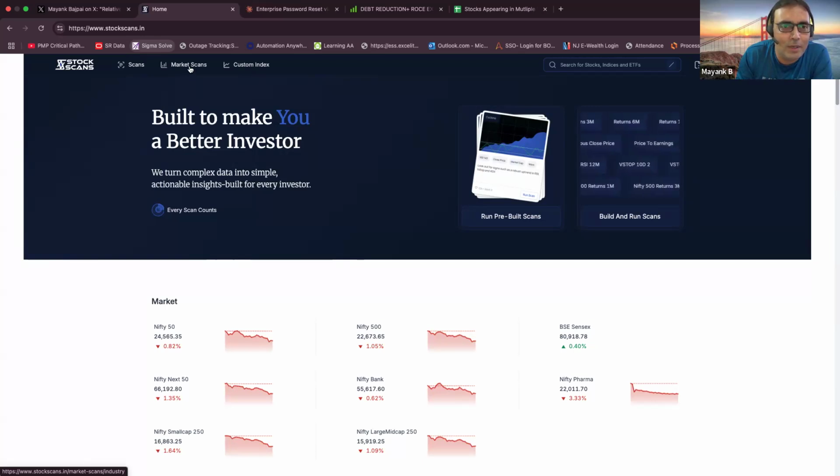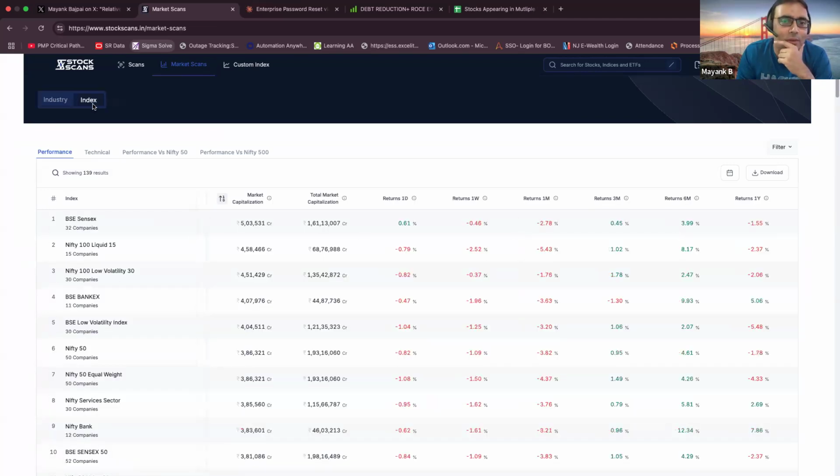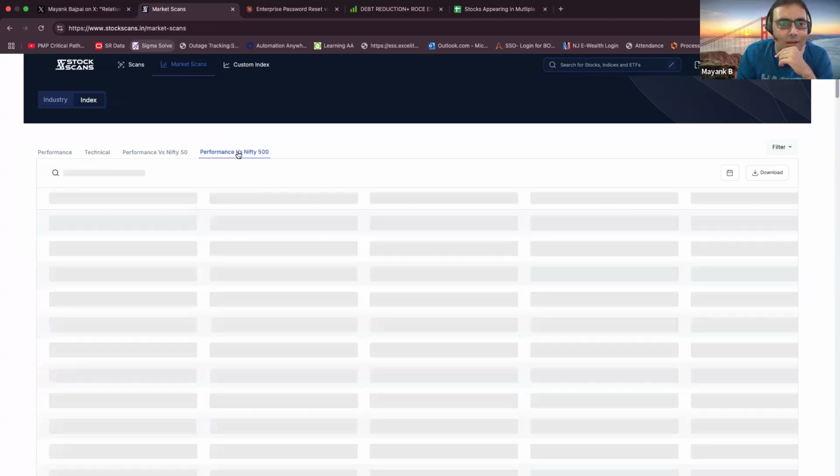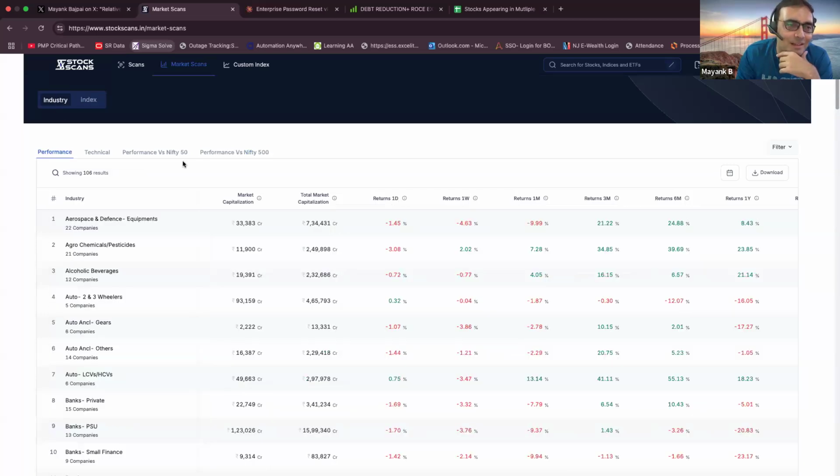If you go to market scan, under market scan, you have multiple options to filter or look at how the overall market is performing. So you have industry and the index. If you click on the index, you can look at the index performance as well on a monthly and weekly or 3 months or 6 months time frame. And then you have industry. So generally, I spend more time on industry filtration, with performance criteria with regards to the relative performance versus Nifty 500.